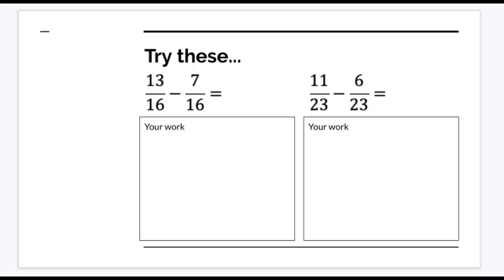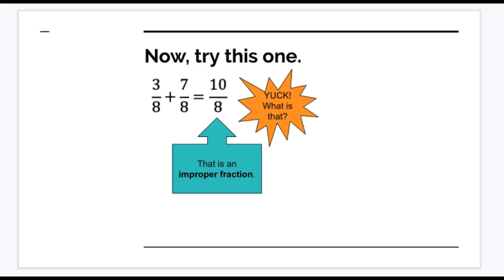You have 11 minus 6 because the denominators are the same. 11 minus 6 is 5, and that's 5/23. Both of those are prime numbers, so you don't have to worry about reducing those two. Okay?